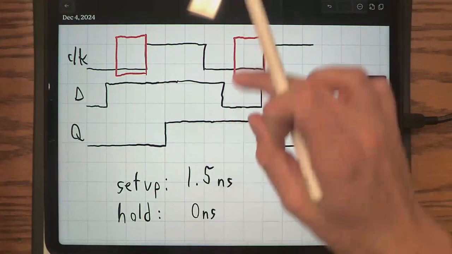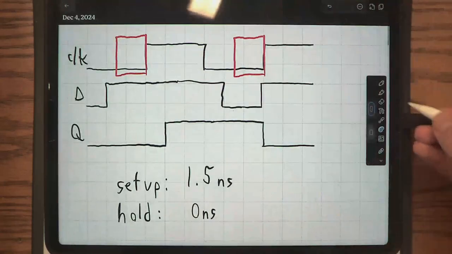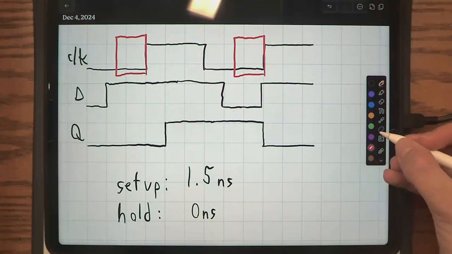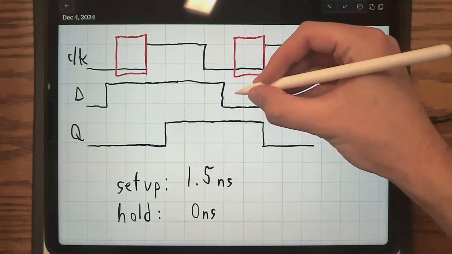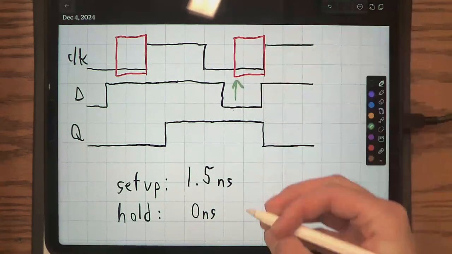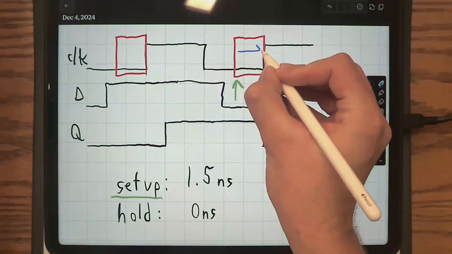But then, right before the positive edge, it changed, so it wasn't held for long enough. So this is a hold time violation. Setup time violation is just like this part of the box right here. That's setup. But hold time violation is like the whole width of the box.